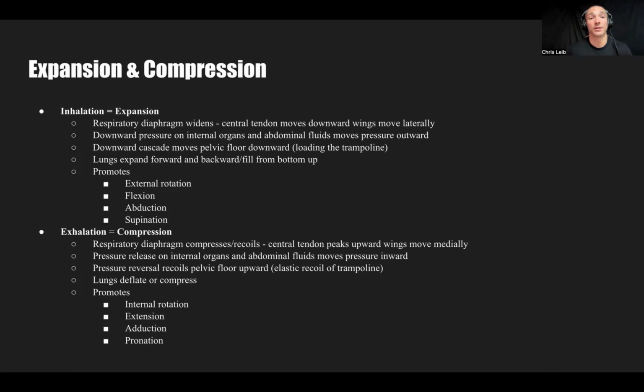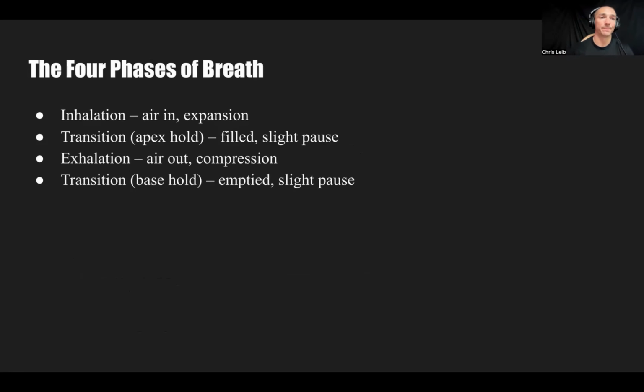So the pressure release on the internal organs and the abdominal fluids will move pressure from out to in. And then the pressure reversal can recoil the pelvic floor as if you had just stepped on a trampoline and the elastic recoil of the trampoline moves things back upward. So this promotes motions such as internal rotation, extension, adduction, and pronation. So again, if we're thinking about the full excursion of a breath, we have the ability to ideally expand from the center out and really move that breath and that expansion through the body with a cascade of pressure. And then as we're exhaling, we can think of it as we're fully deflating. We're trying to get all the air out. Well, that will move us back towards midline.